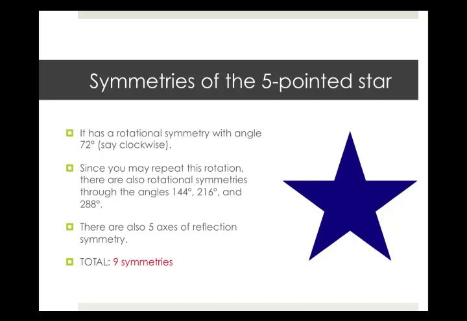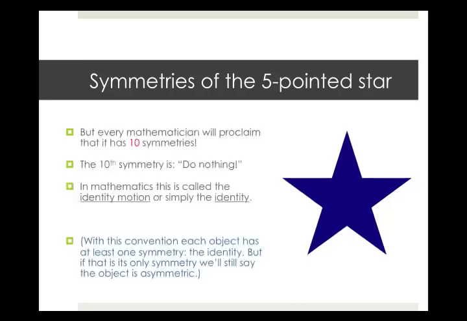We also saw, of course, that there were reflection symmetries, so there are 5 axes of symmetry. So it seems, again, that we have this complete list of 9, but of course, remember, there's one other thing that we always want to count, and that is doing nothing. Mathematicians call this the identity motion, or simply the identity. This would explain, by the way, why we don't count rotation by 360 degrees.